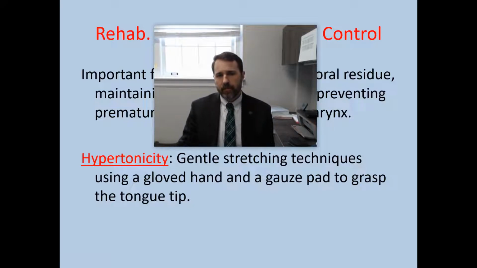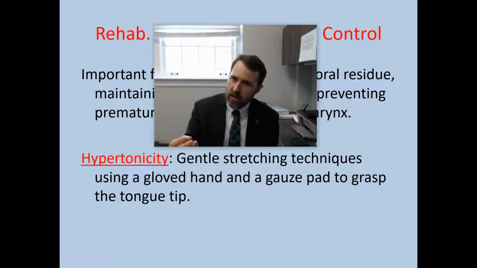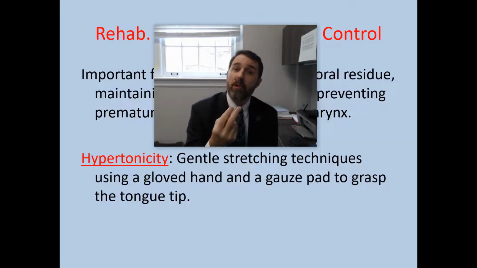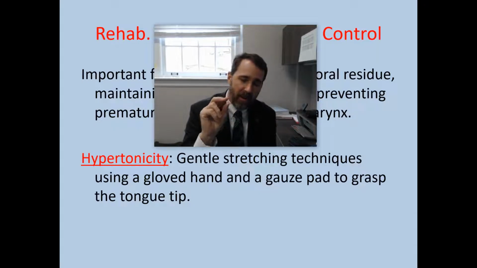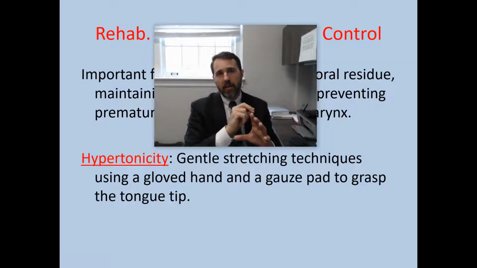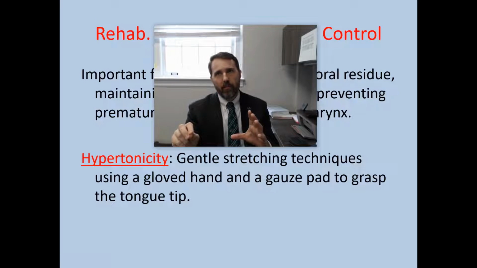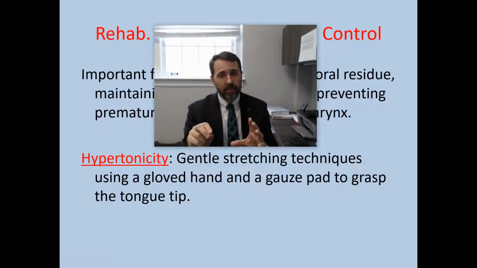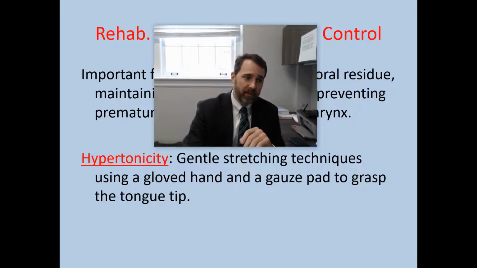So for the tongue, using a gloved hand and a piece of gauze, reaching and grabbing, have the patient protrude their tongue and you reach and grab their tongue, the apex of their tongue with the gauze, and then simply providing slow range of motion stretches laterally with the tongue, up and down with the tongue.